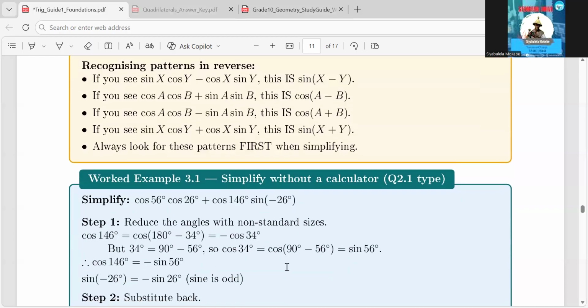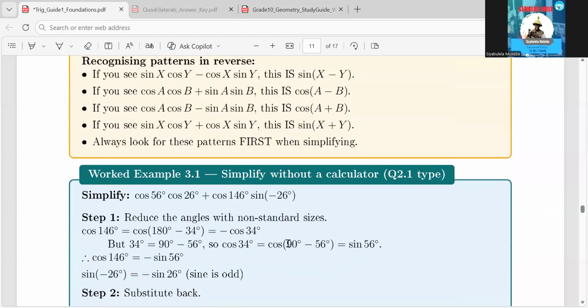Right? So remember, in our previous video, we said that when you have 90 minus an angle, then you swap your trig ratios from cos to sine. So this becomes sine 56. Right? Then sine of a negative angle is equal to negative sine of that angle.